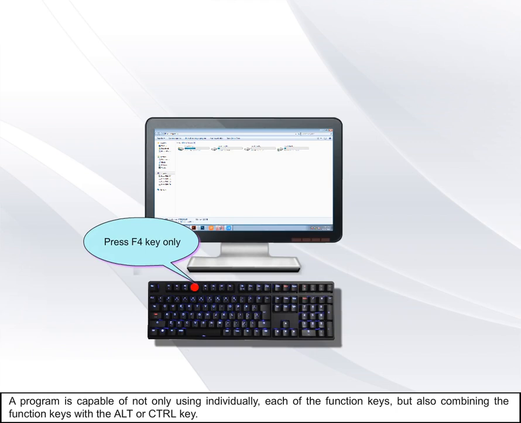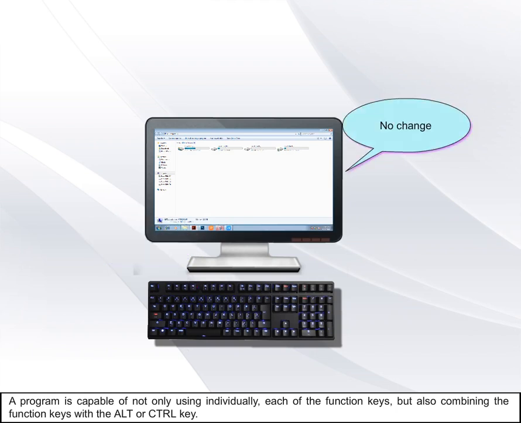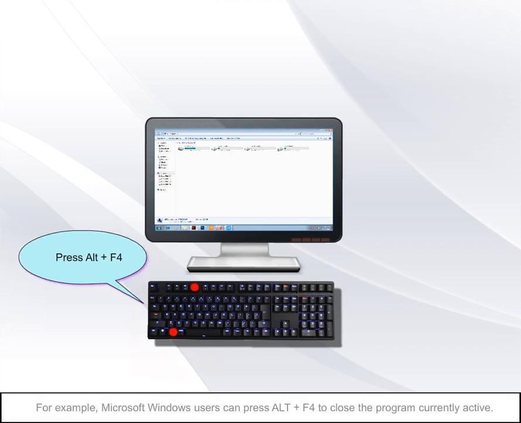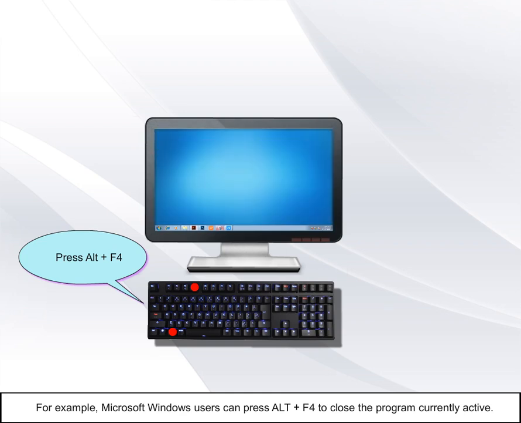A program is capable of not only using each of the function keys individually, but also combining the function keys with the Alt or Control key. For example, Microsoft Windows users can press Alt plus F4 to close the program currently active.